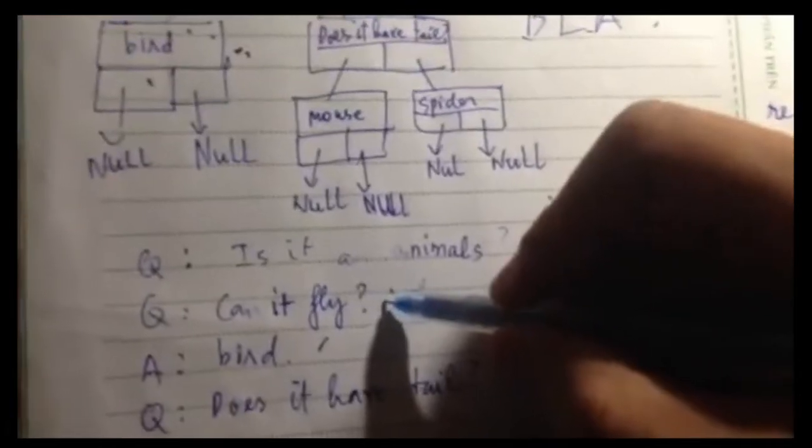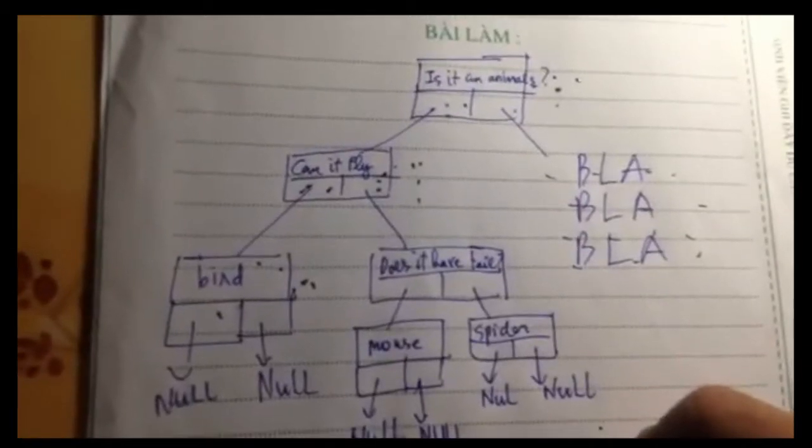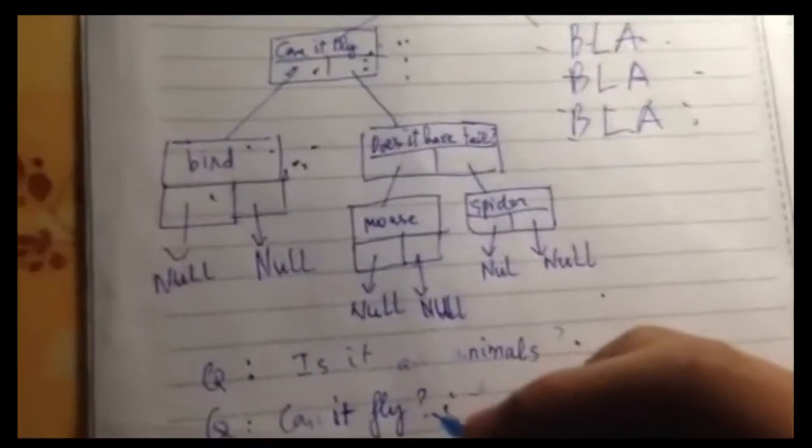We write: can x fly, and then we repeat the same step. We can see this is an answer, so we write A. Until we see the branch is not null, we come back and go to the next one, and we apply the recursion to the right of the node.